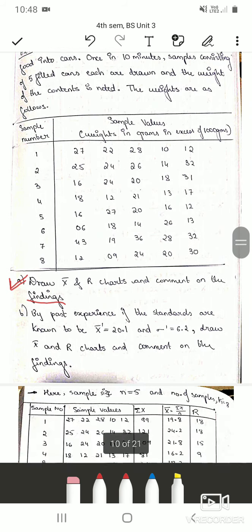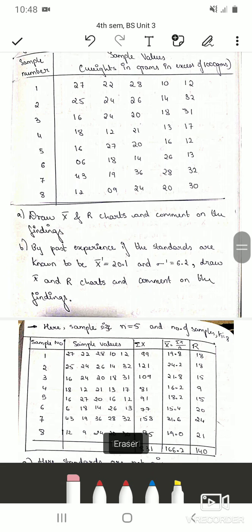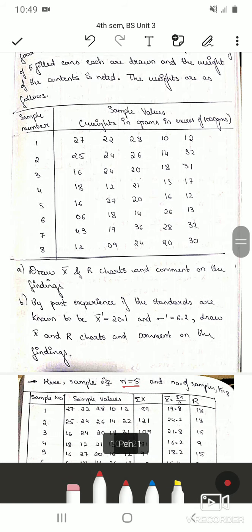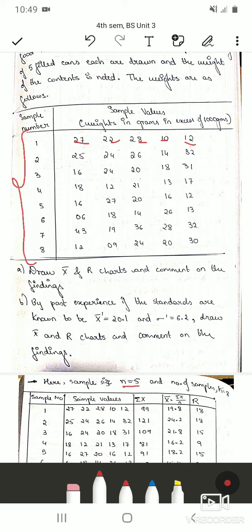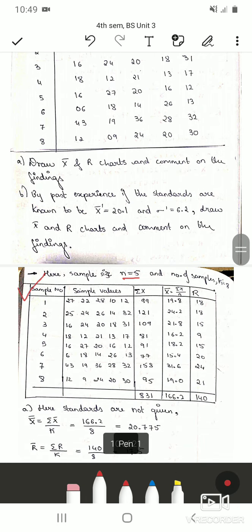So the first step is you have to identify what is your small n and what is your k. Small n is your sample size, which will usually be 4 or 5. In this table, see, there are 5 values, so there are 5 samples taken. Therefore your sample size is 5. And how many samples are there? This is your k. So here k is 8 and n is 5. Once you get n and k, the next step is to write the sample numbers, from 1 to 8. Write the sample values which are given in the question.